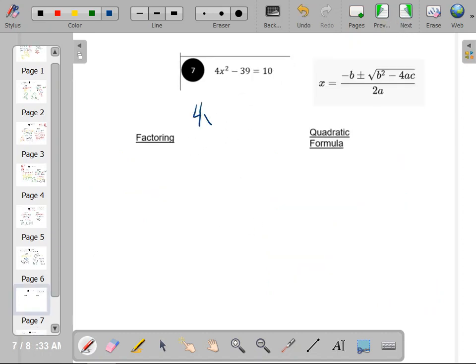Number 7, solve by factoring. First thing we've got to do, get everything on one side. So I'm going to subtract 10 on both sides. Now I have negative 49. Factoring. Let's see. It's got 2 terms. Wait a minute, 2 terms. GCF? No, there's no GCF.